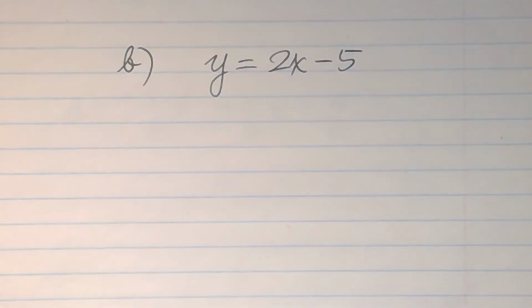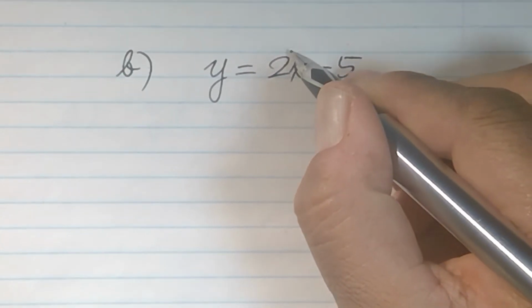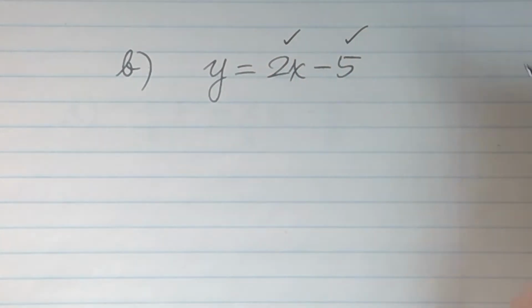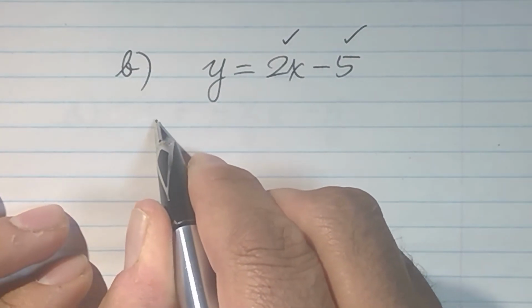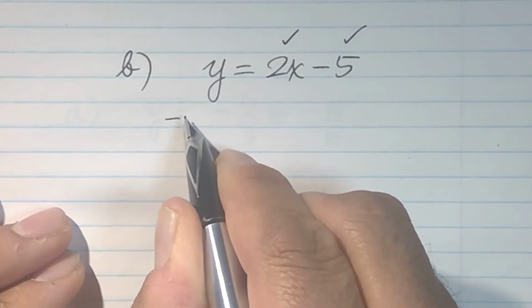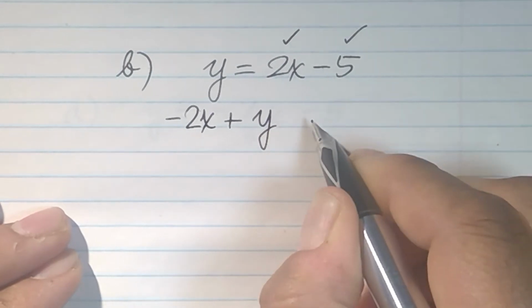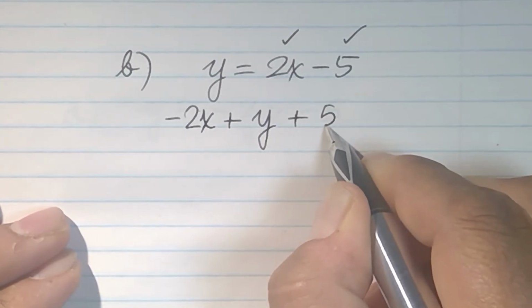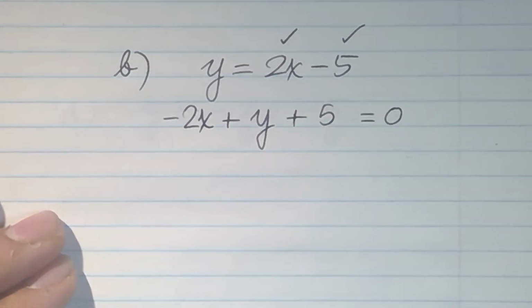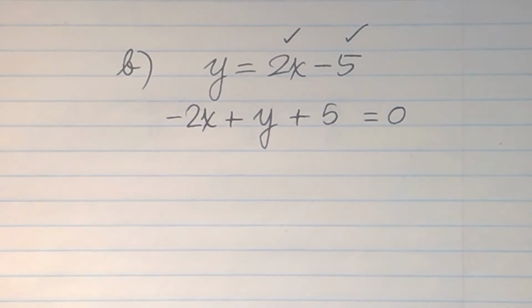B wants us to change it into standard form. So I'm going to move everything that's on the right side to the left. This will give me the positive 2x when it comes over becomes negative 2x plus y. The negative 5 becomes positive 5 equals 0. So we have everything on the left, 0 on the right.